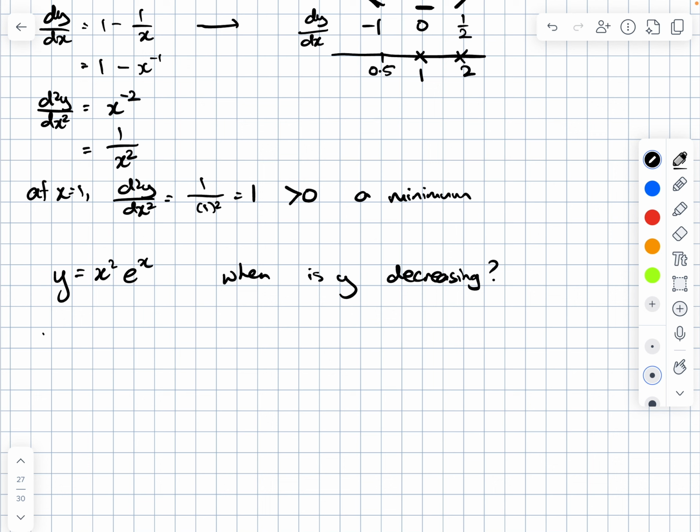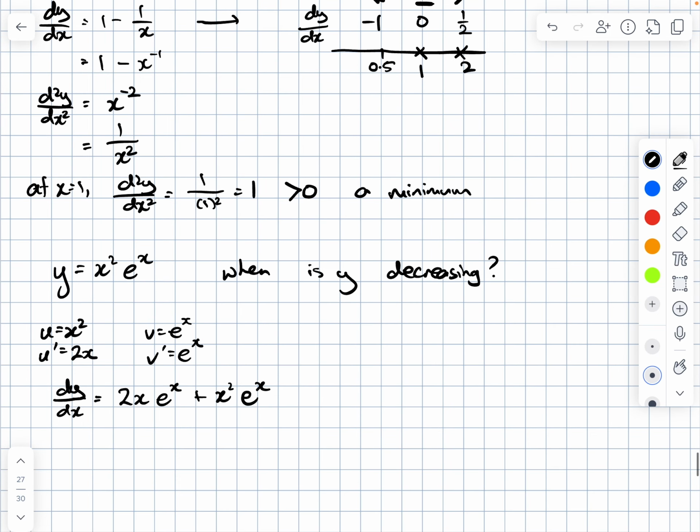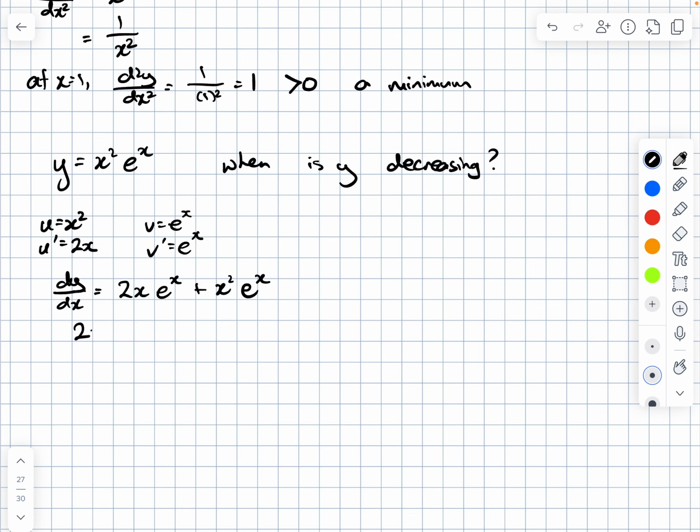So, product rule. u is x squared, so u dash is 2x. v is e to the power of x, and so v dash is also e to the power of x. And so we can give dy dx as u dash times v, 2x e to the power of x, plus u times v dash, x squared times e to the power of x. And we want to know, when is that decreasing? So when is that less than 0?